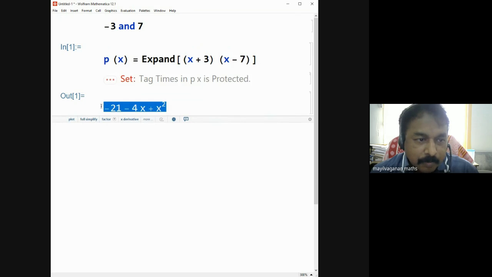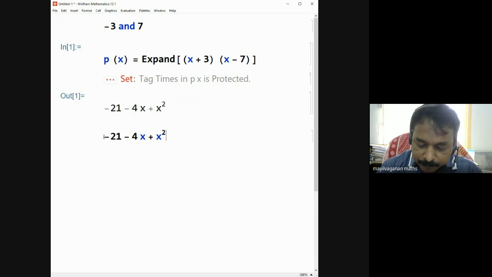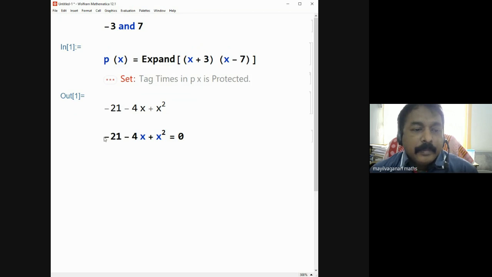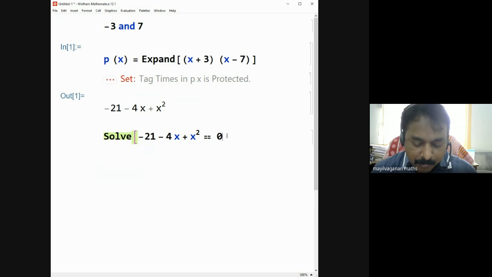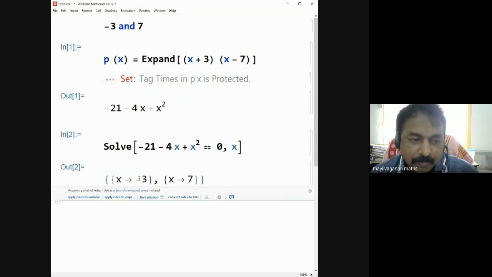So consider now the associated algebraic equation x squared minus 4x minus 21 is equal to 0. We of course knew that its roots are -3 and 7, that we can confirm here. If we solve this algebraic equation for x, then we see that -3 and 7 are its two roots.